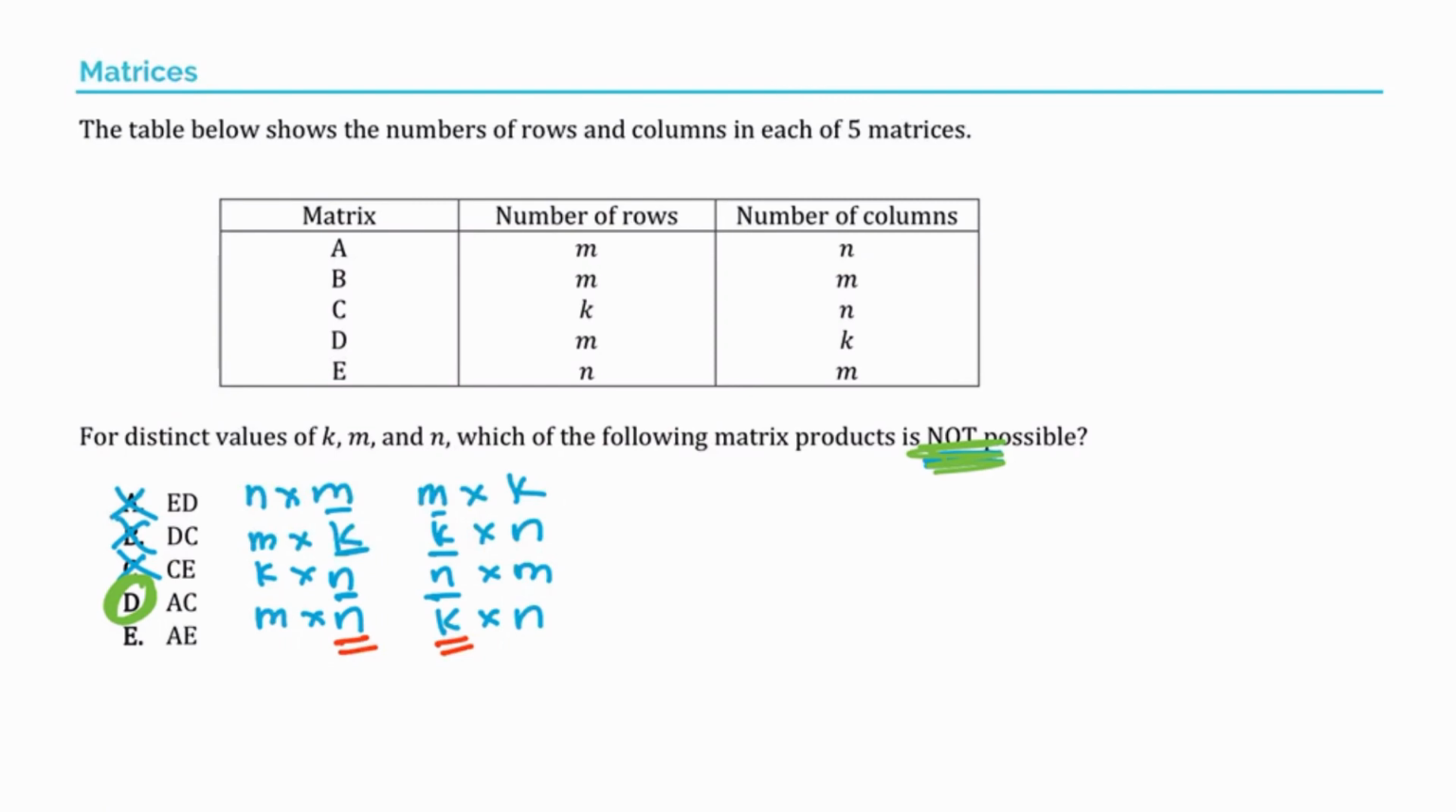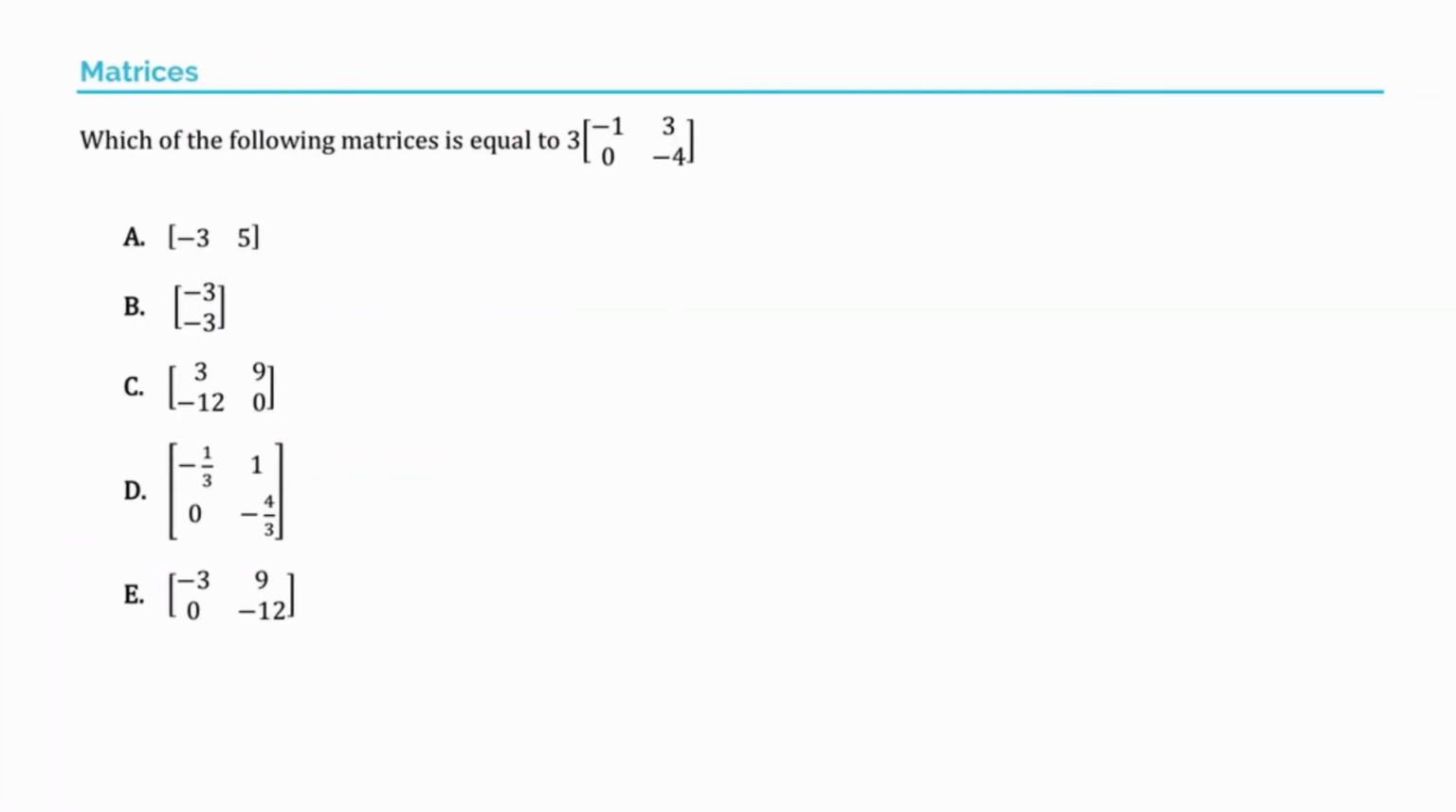Let's just double check for extra practice that we're good with option E. A is an M by N, E is an N by M. So guess what? Those N's match. Yes, it would have been okay to do A times E. So D is the correct answer because, again, it's the one that is not possible. And when those inner ones don't match, that means you can't multiply the matrix.